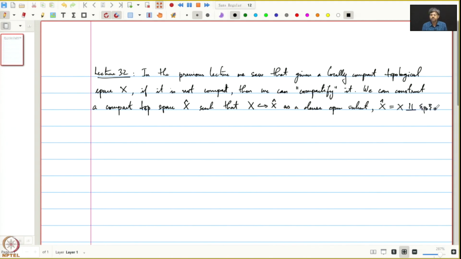Right? So, there is a picture we can keep in mind. Let us take the real line. The real line is locally compact, but it is not compact, and we can take this point P naught over here. So, when we compactify the real line, let us see what we get. Instead of making the picture like this, we will make the real line like this, and this point P naught is here.